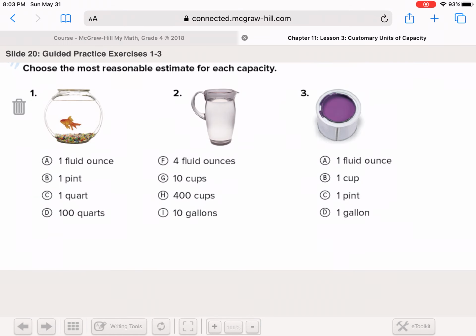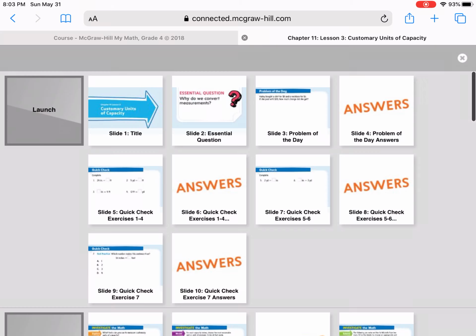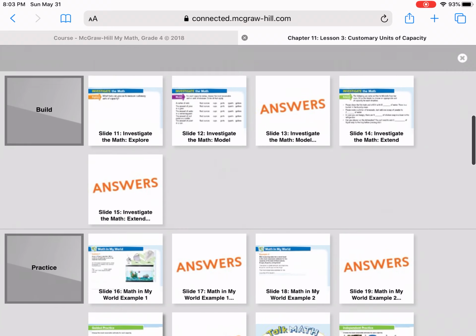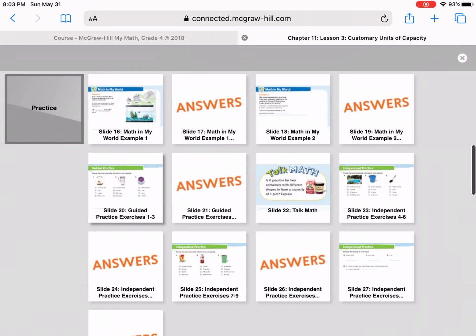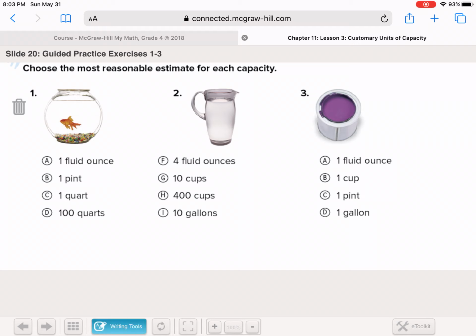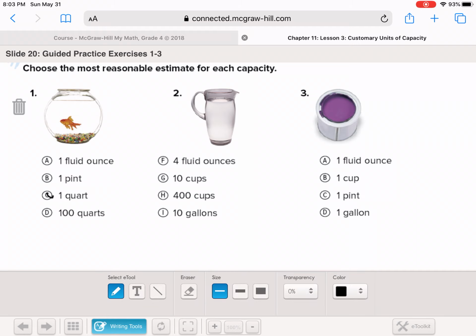Okay, here's our guided practice. So the fish bowl. Is it 1 fluid ounce, 1 pint, 1 quart, or 100 quarts? So what do you think? So I would say it's a quart. But, whoops, sorry. I'm not thinking straight tonight. Okay. I would say it's 1 quart.